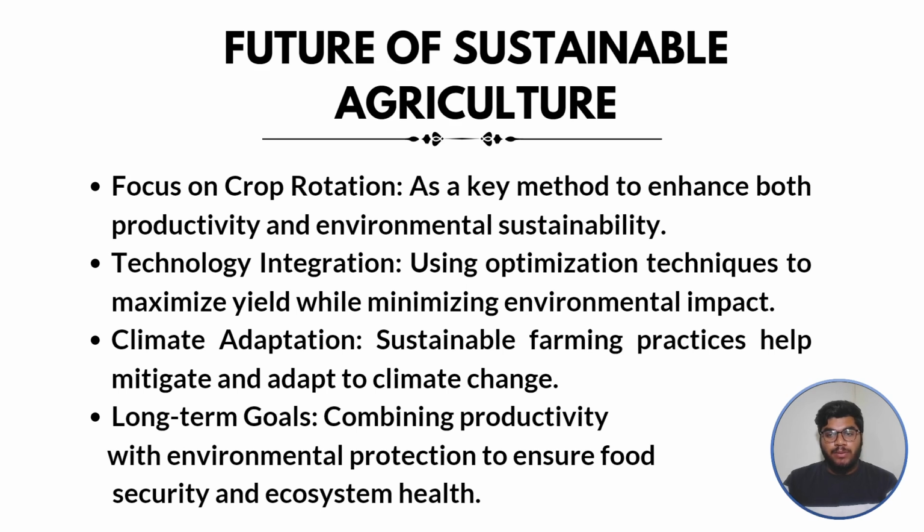And climate adaptation, where sustainable farming practices help mitigate and adapt to climate change, and long term goals, combining productivity with environmental protection to ensure food security and ecosystem health. So these are some of the future work that can be done in environmental protection in the farming system: the focus on crop rotation, technology integration, climate adaptation, and long term goals.